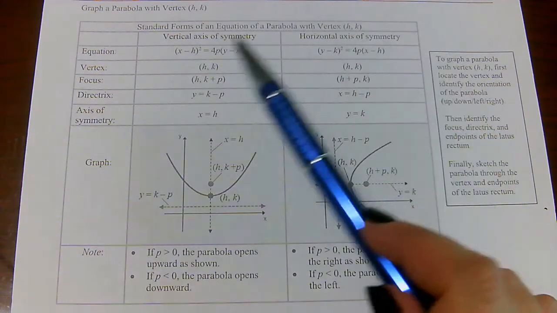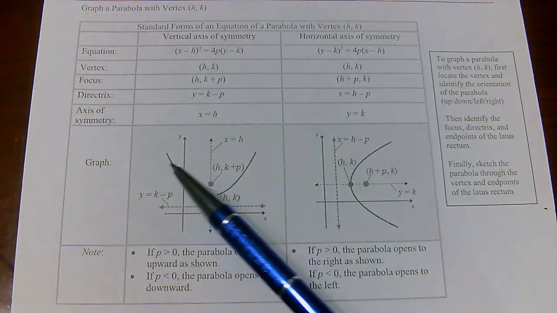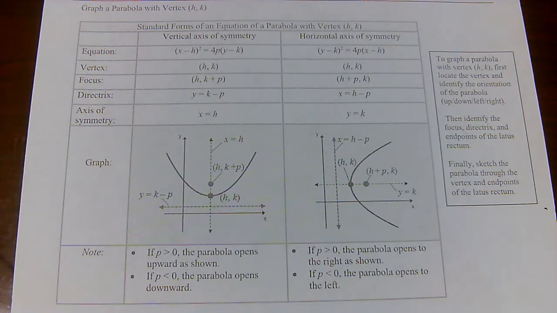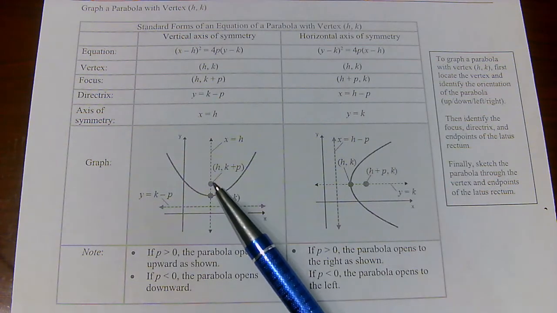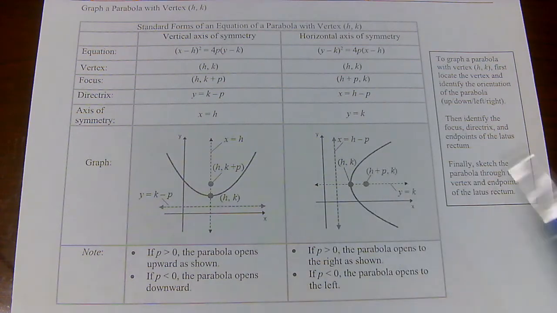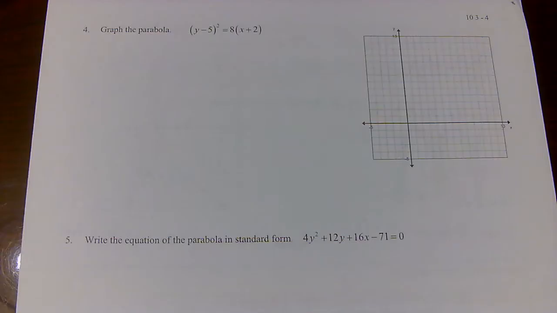These are the formulas that you get, but you do not get the graphs themselves. I do recommend that you remember if p is negative, it's going to be opening down or to the left. If p is positive, you're going to be opening up or to the right. Number 4 says to graph the parabola as indicated.